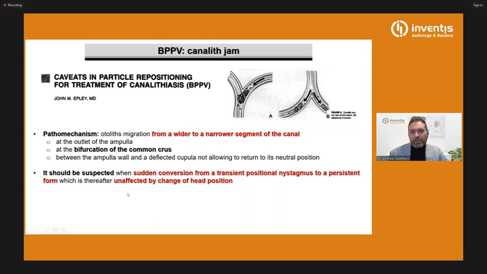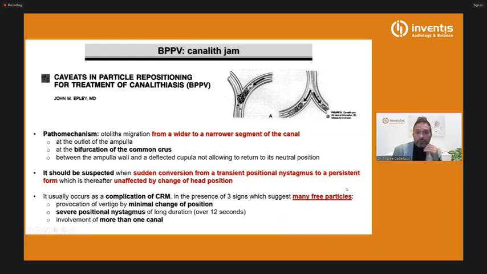And according to Epley, a canal jam should be suspected when there is a sudden conversion from a transient positional nystagmus to a persistent form, which is thereafter unaffected by change of head position, as we saw. So it usually might occur as a complication of a canal repositioning maneuver when we have three signs that suggest many free particles: a provocation of vertigo by minimal changes of position, severe positional nystagmus of long duration, and involvement of more than one canal.